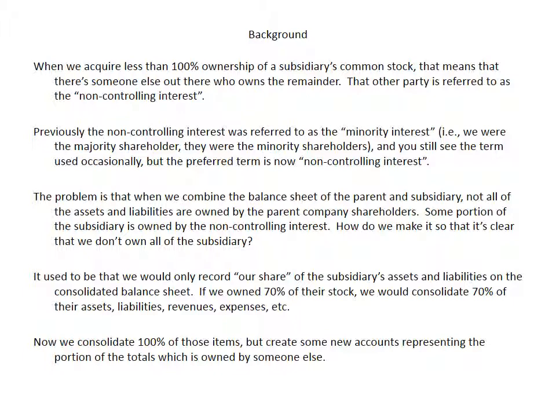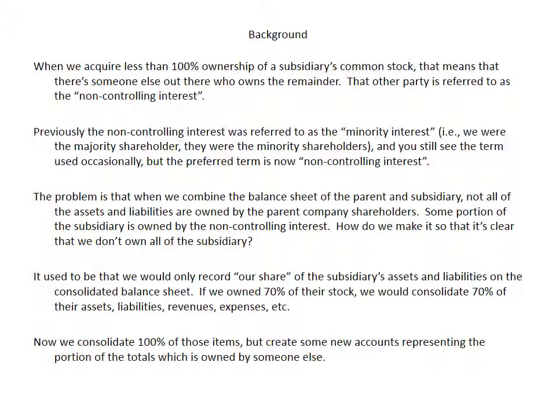Similarly, when we combine the income statement, we're going to be combining the revenues of the parent and the subsidiary and the expenses of the parent and the subsidiary to get the income of the parent and the subsidiary. But again, we, the parent company shareholders, don't own all of that income. There's somebody else out there who owns a portion of the subsidiary's earnings.